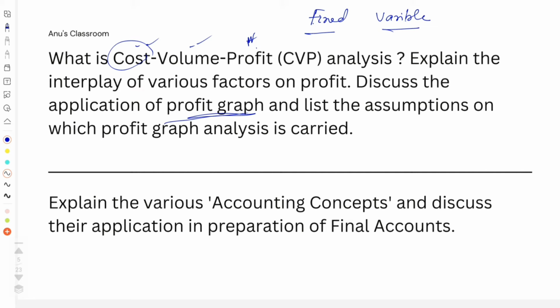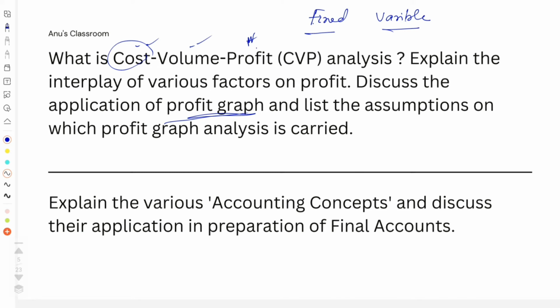Now, a few important factors, the interplay of various factors on profit, are the number of production units, production per unit, the direct cost, value per unit, mix of enterprises and overhead costs. All these things interact and interplay in finally determining the profitability or the profit of the firm.